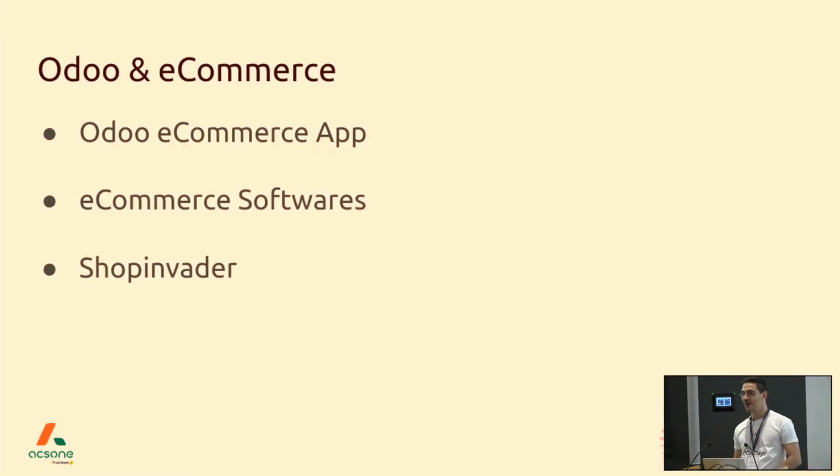So, if we're talking about Odoo and e-commerce, probably the first thing that should come to your mind is the standard solution, the Odoo e-commerce application. We'll talk about that in a minute. Then we'll take a step back out of the Odoo ecosystem and see what dedicated e-commerce softwares are offering. And finally, we'll talk about Shopinvader, why and how.